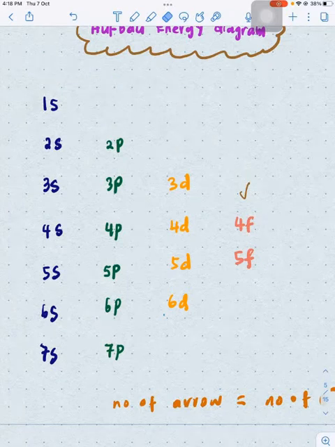Madam, yes. Before that, can you explain what the Aufbau principle is? Okay, I know. So according to Aufbau, when we want to write down the electron configuration, for example, the electron configuration for carbon.